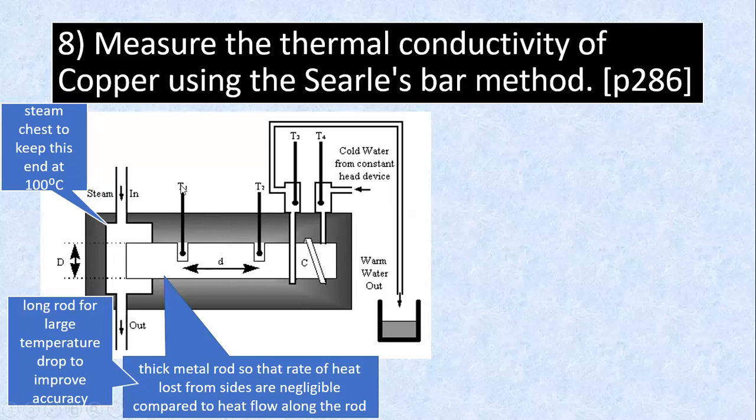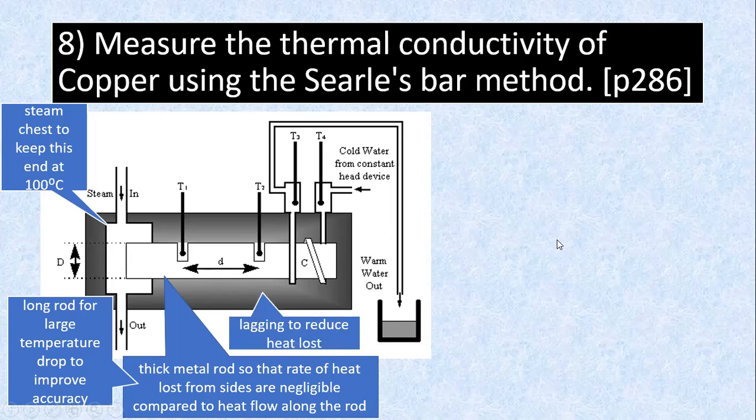You want to keep it one high, one low, so that the percentage uncertainty will be smaller. And then we make this length also large to reduce the percentage uncertainty. And then this end is just apparatus to measure the rate of heat flowing in the rod, that's all.